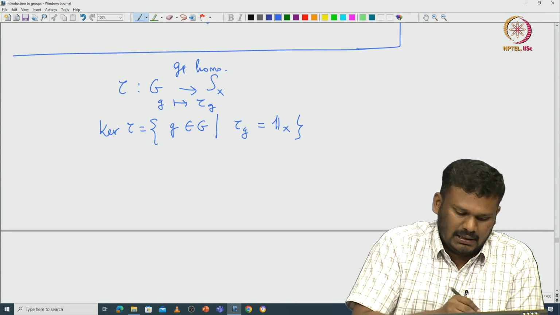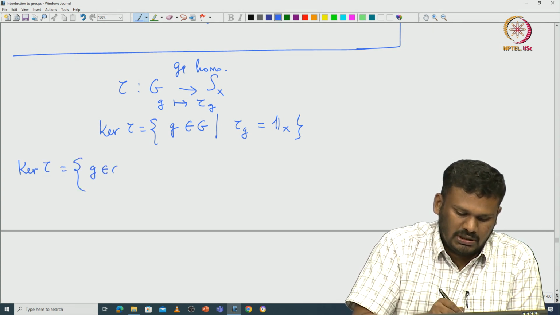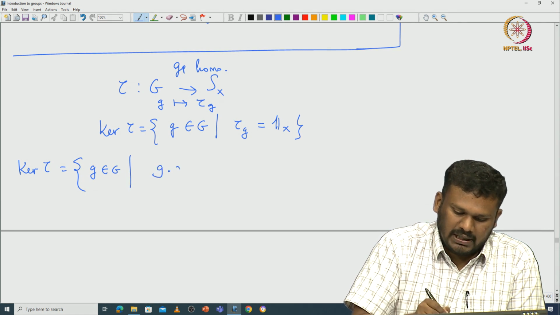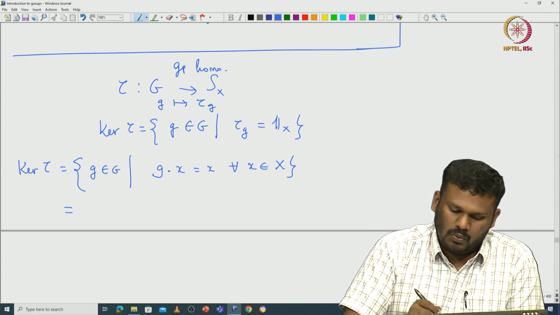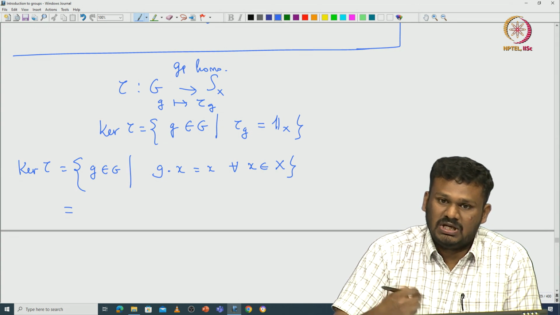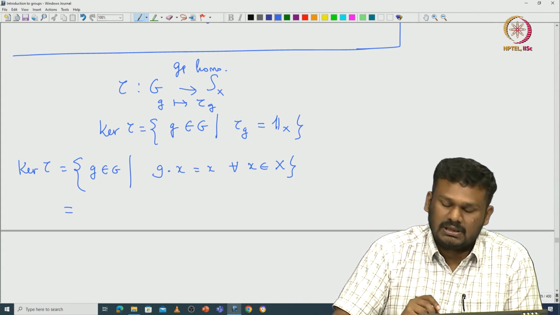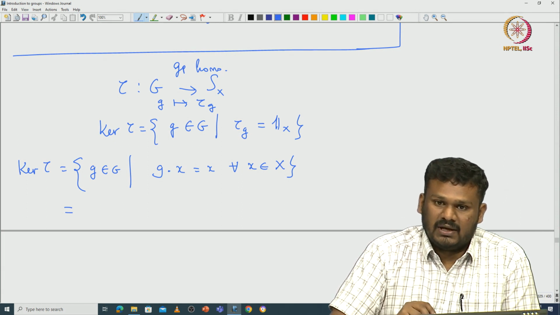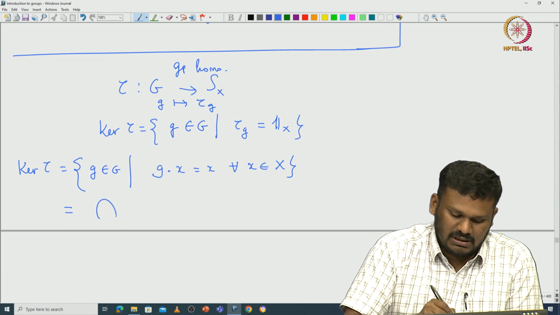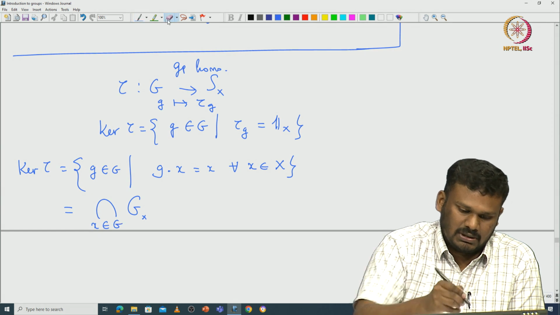Now if we rewrite the definition of this kernel, it is those g in G such that g dot x equals x for all x in capital X. What does g dot x equal to x mean? That means g is in the stabilizer of x. So the condition on the kernel simply says that g must be in the stabilizer of x for all x in X. So it lies in the intersection of G_x over x in capital X.